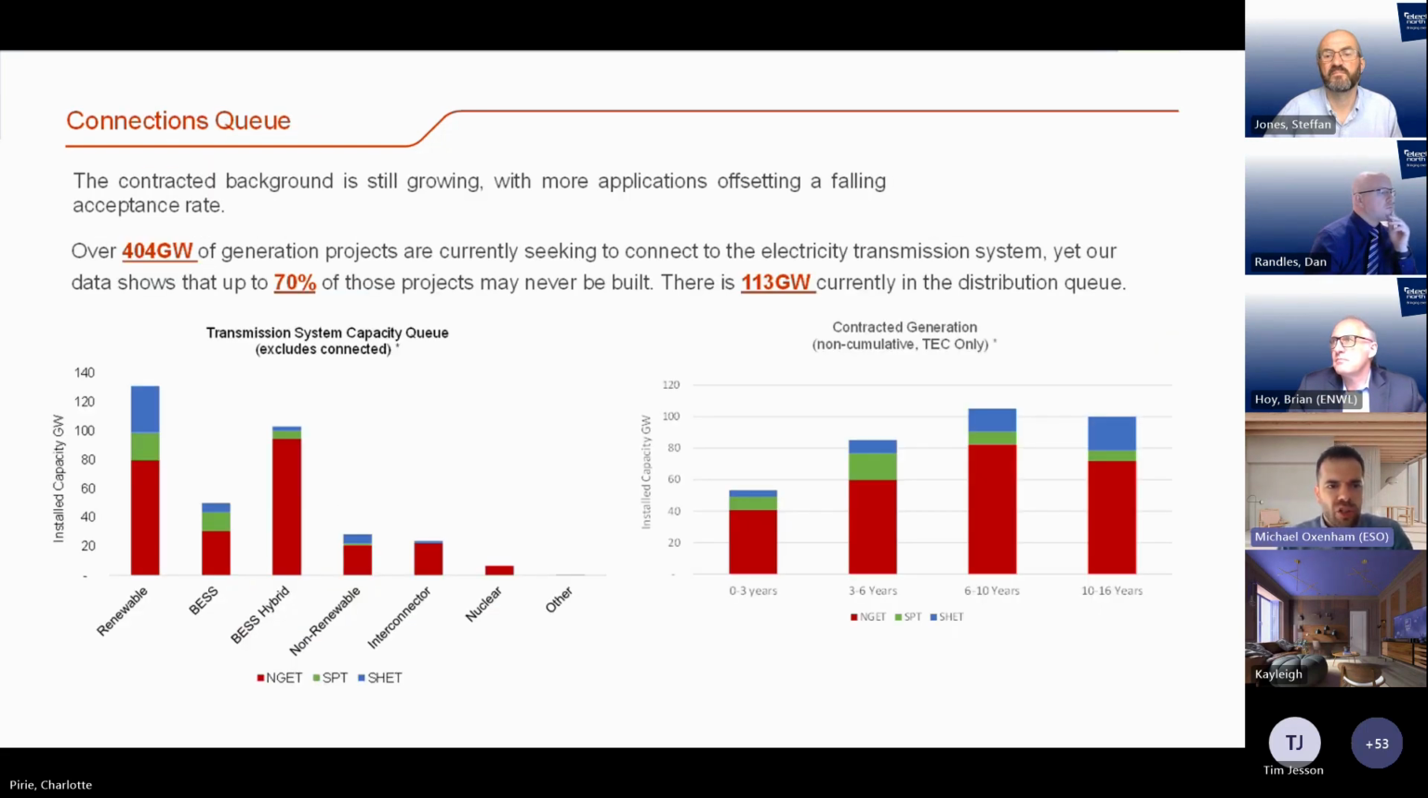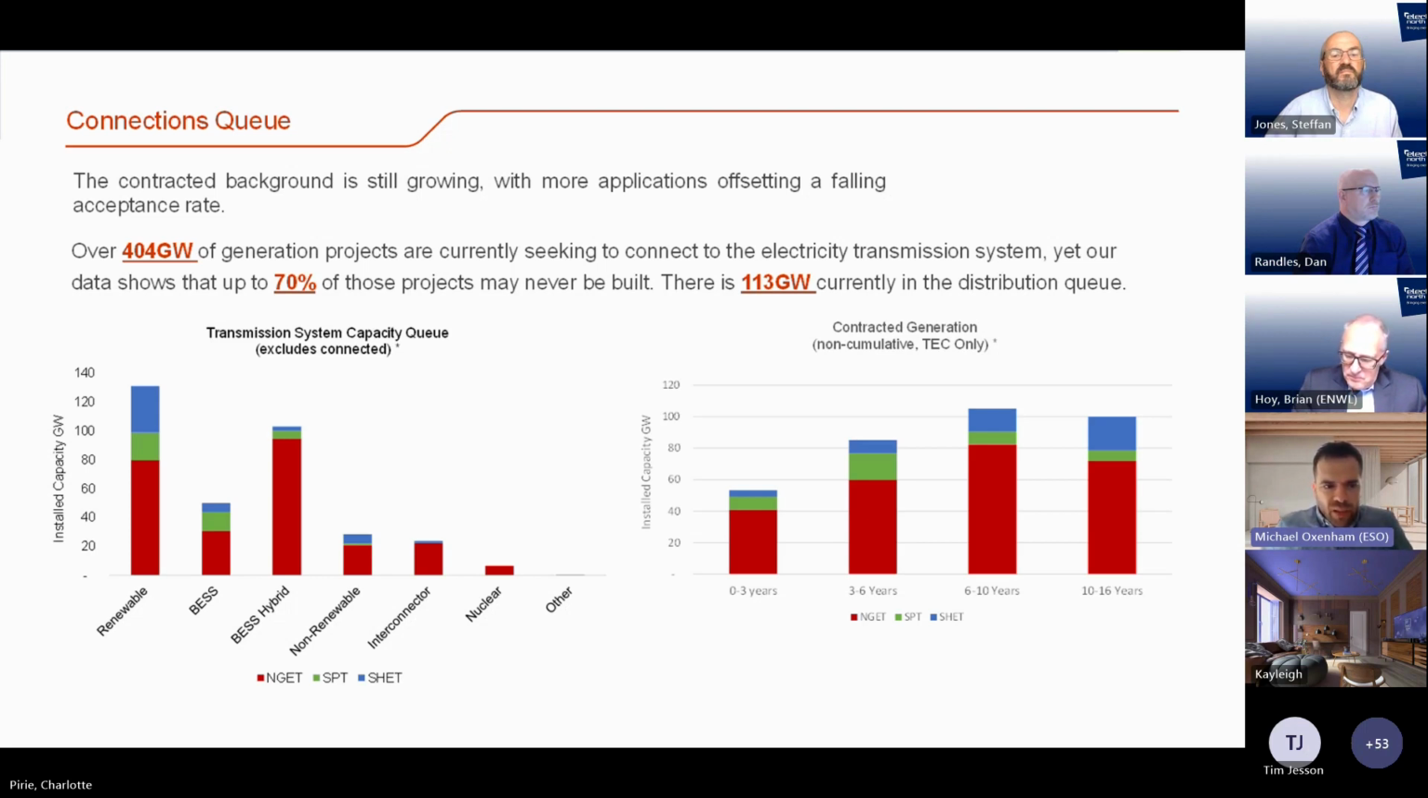So in terms of the queue, as I said, connections queue still growing, higher and higher applications. Some of that linked to acceptance rates. So the other thing to note is that acceptance rates are falling in turn. So we're processing a lot more applications, but as a proportion, the people who are accepting those are going down, likely because of the connection dates being offered, we assume.